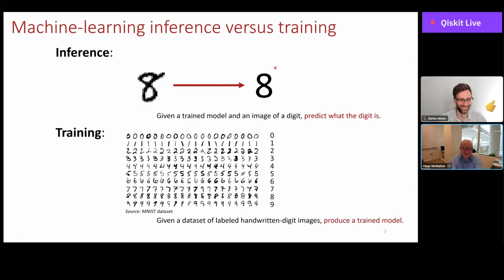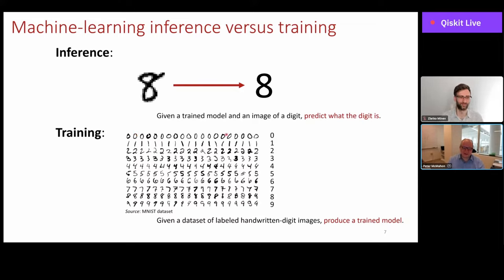So training is the other side of the coin in machine learning. Well, in inference, you have to use some trained model. Where does that trained model come from? Well, somebody has to produce it, and training is the procedure for producing a model.